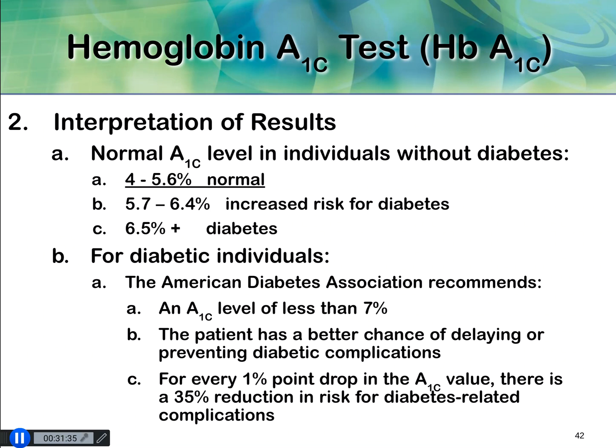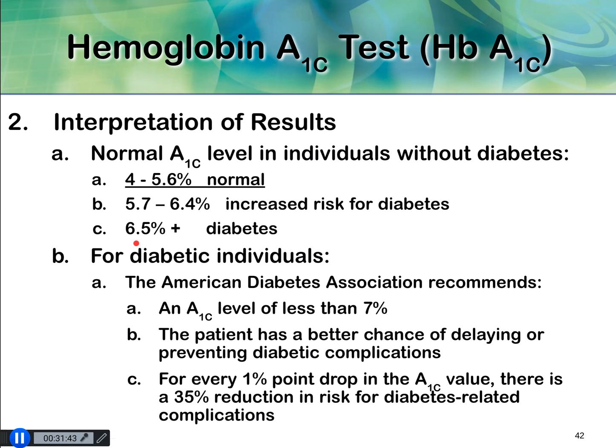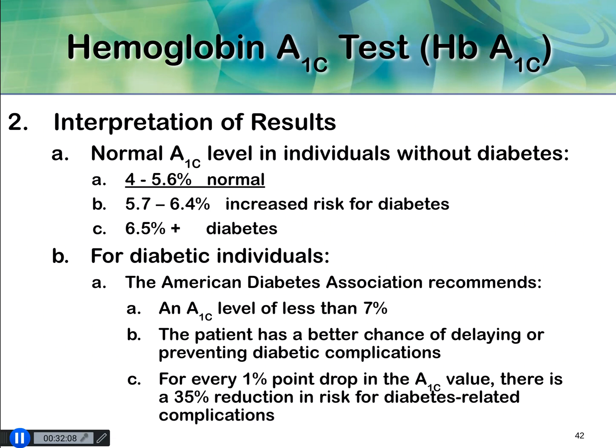But it is possible for a diabetic who's managing their blood sugar levels well to drop their A1C level down to a normal range, with the help of diet and insulin or other diabetic medications, right? So the ADA recommends that an A1C level of less than 7% for diabetics is what we're shooting for, right? Because then the patient has a better chance of delaying or preventing complications from the diabetes.